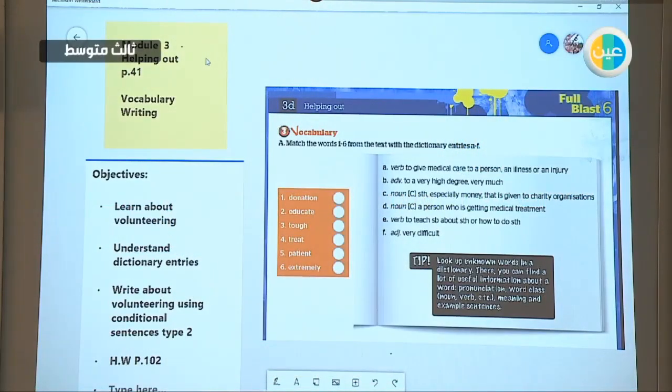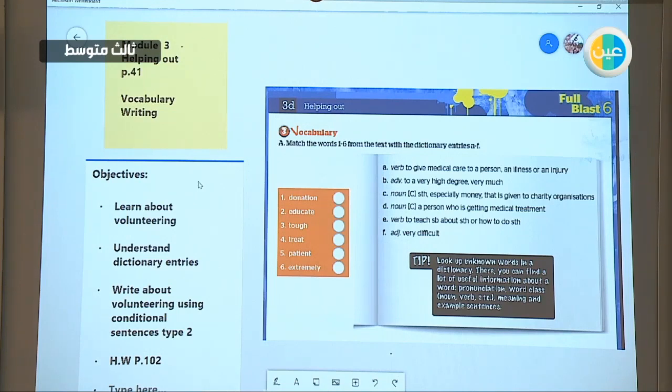Good morning, everyone. Today we're going to learn English language, third intermediate grade, Full Blast number 6. We will continue Module 3, Lesson 3D, page 41. Today we're going to learn some vocabulary and we are going to write some sentences.